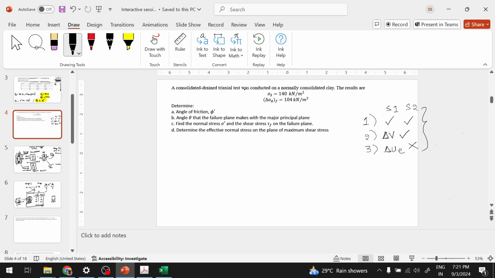A consolidated drained test was conducted on a normally consolidated clay and the results are given below. So the results are saying that in the first stage, when we took this sample and we applied a cell pressure which was sigma 3, we applied 140 kilonewton per meter square all around in the first stage.